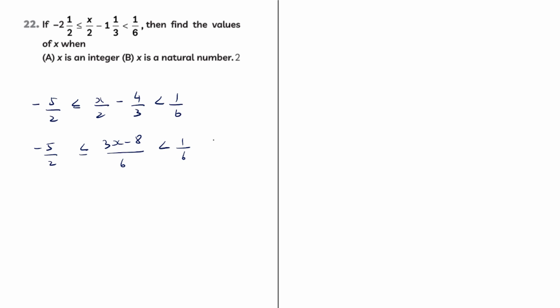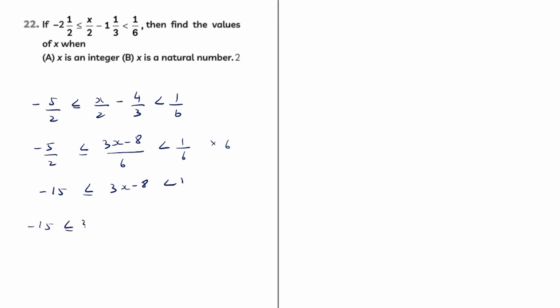Let us multiply completely with 6. So as a result, here we will have -15 ≤ 3x + 8 and 3x - 8 < 1. So let us solve these two separately.